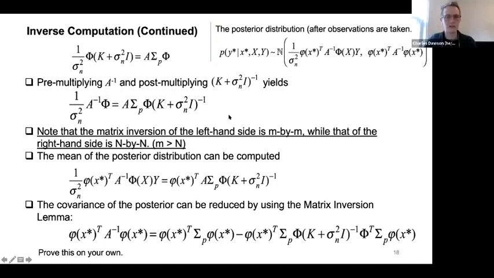Okay, Professor Asada? Sure, go ahead. Why do we have that A term on the right-hand side? Should that have been canceled out by the pre-multiplying by A inverse?